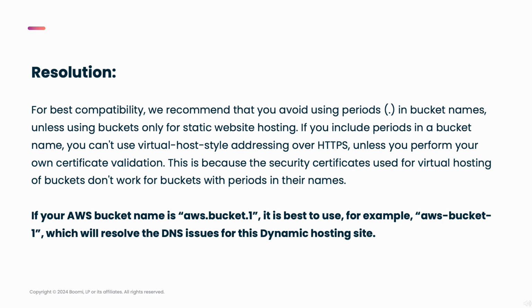So we can take an example like aws.bucket.1. This is not going to work with our S3 connector, as we are using virtual host style addressing. You can use something like aws-bucket-1, where we are just replacing the dot with the hyphen. So this should resolve the DNS errors that we are seeing in the dynamic hosting side for the S3 connector.